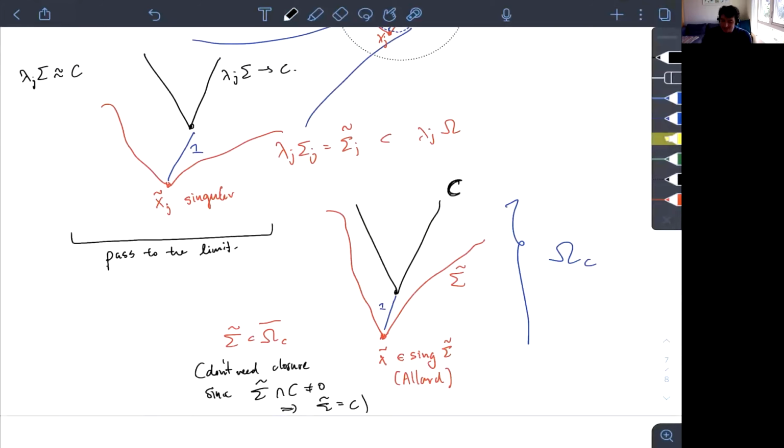But that would mean that the cone had a singular point, a distance one from the origin. But all points for the cone are regular. If these two are the same, then this would also be a singular point for the cone, but it's a distance one from the origin. We've assumed that doesn't happen. Okay, so great.